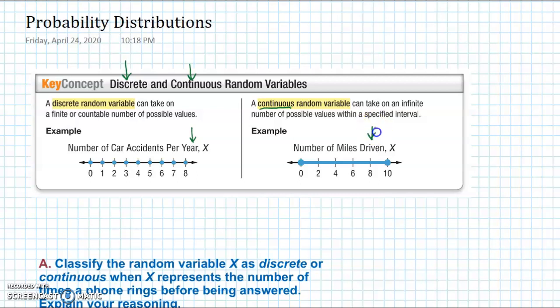In a real world example, you have the number of miles driven. And you can drive 3 miles, or you can drive 3.1 miles, or 3.2 miles, or 3.3 miles. So that number could be anything in between your two numbers. It's not like you have a finite fixed whole number type situation.